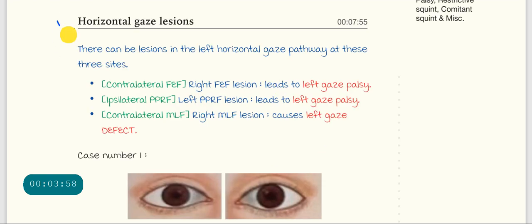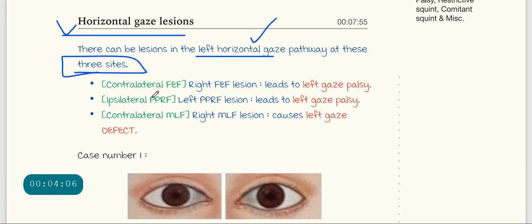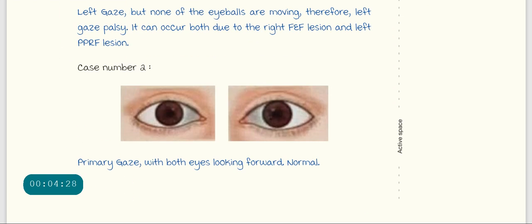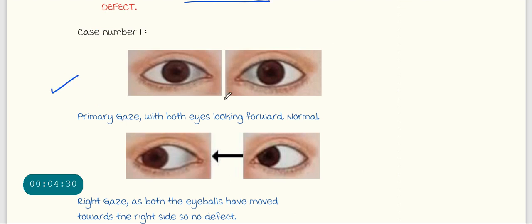The horizontal gaze lesion, so there are basically lesions in the left horizontal gaze pathway. Okay, and these are at three sites. What are these three sites? These are left FEF, left PPRF and right MLF lesions. Okay, and respectively they'll cause different types of gaze palsies. Okay, now so this is a primary condition in which there is a normal vision and both the eyes are looking forward.